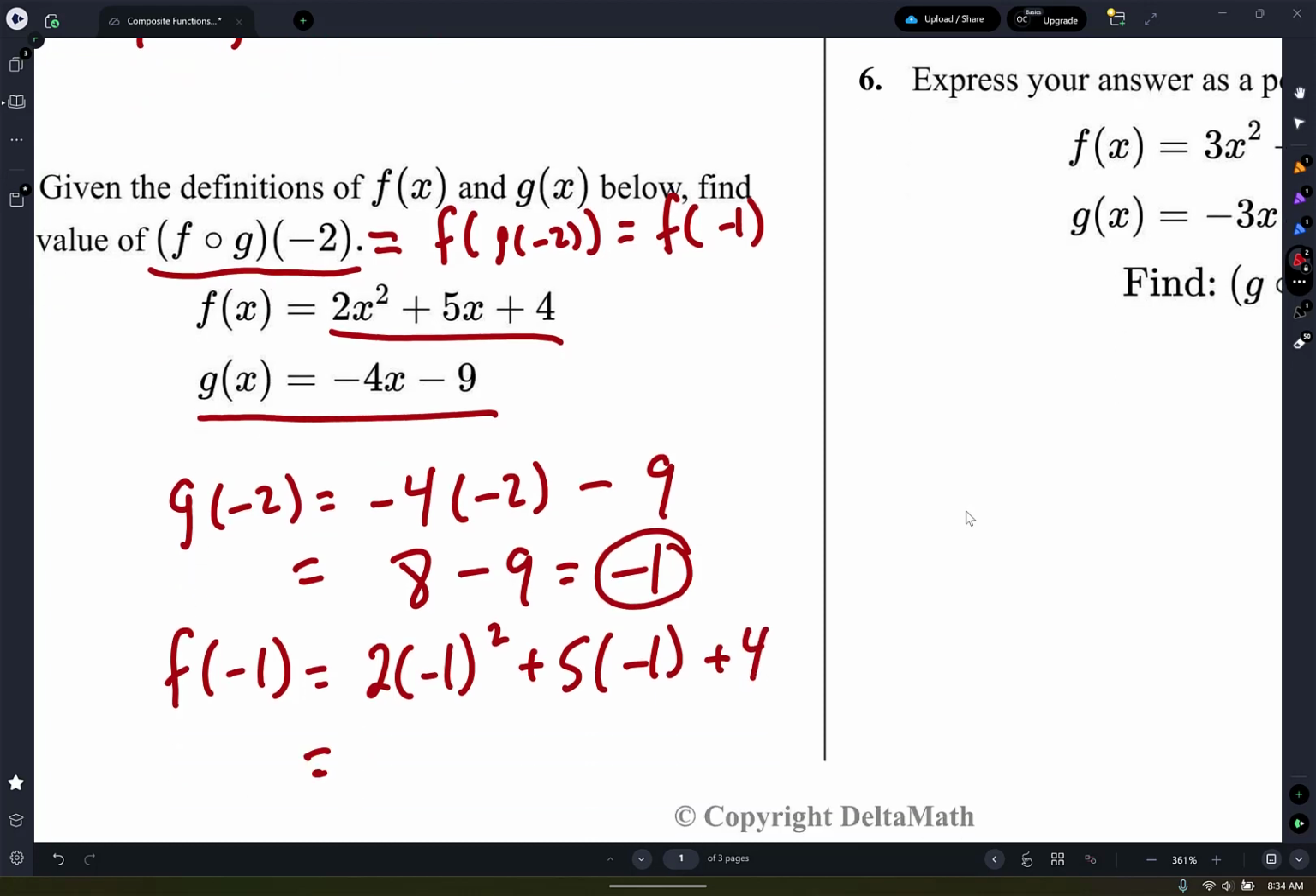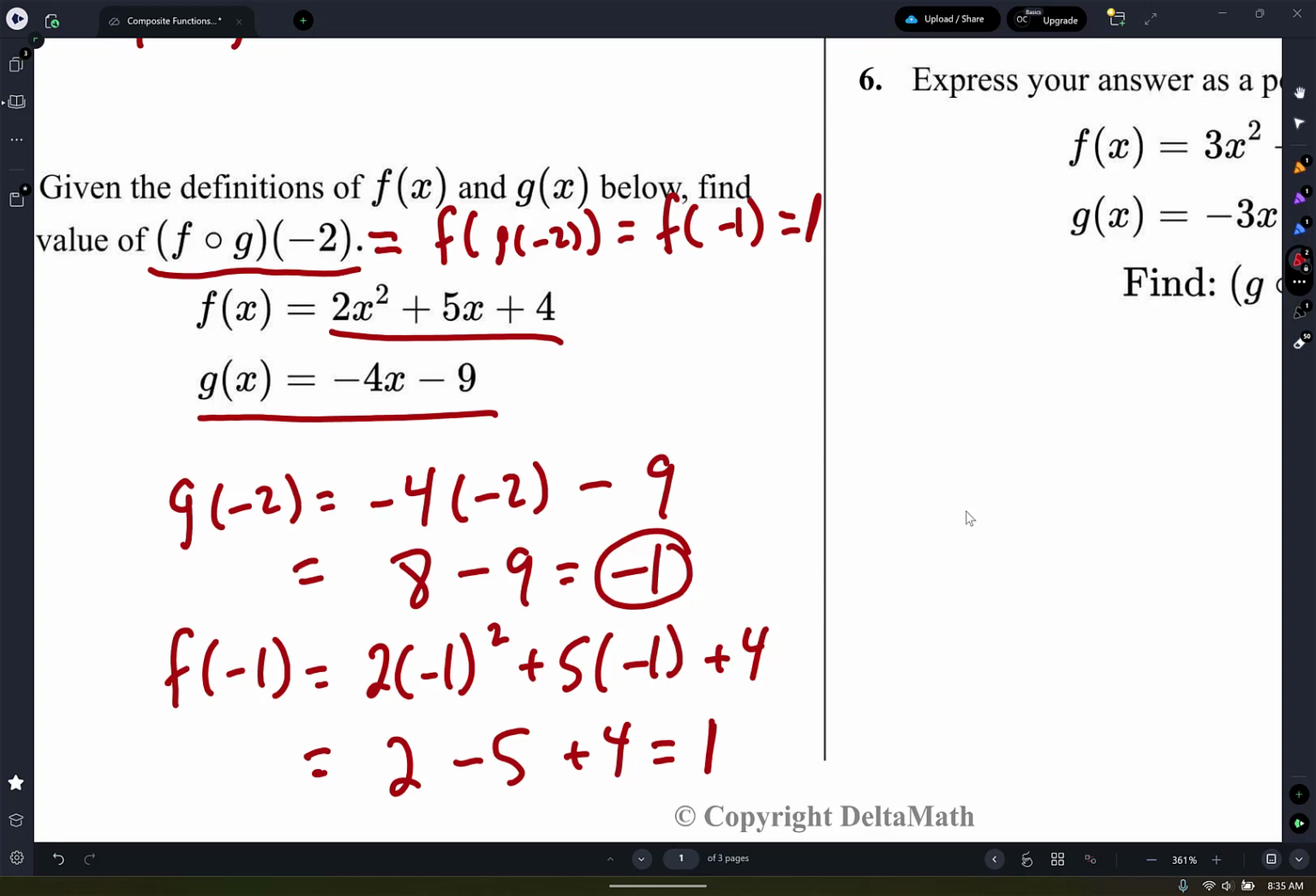So let's see what we get. -1 squared is 1. 1 times 2 is 2. Positive times a negative is a negative. Plus 4. 2 minus 5, that's a -3. -3 plus 4, I believe that's a 1. So this is nothing more than 1.